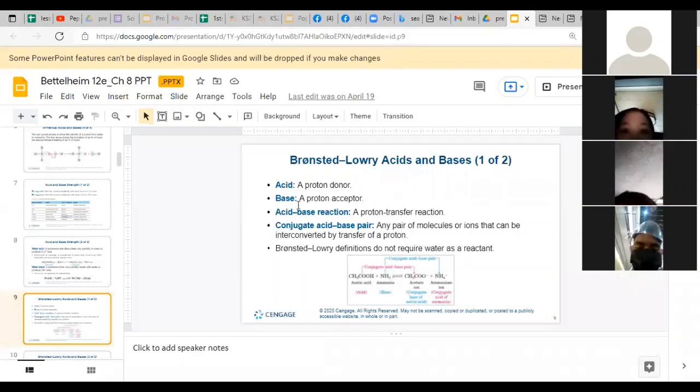So in the Bronsted-Lowry definition, the acid is a proton donor and the base is a proton acceptor. So an acid-base reaction is a proton transfer reaction. So laging may pair yan. So kung sa reactant ay acid siya, sa product niya magiging base. So example dito yung acetic acid magiging acetate ion. So this is the acid and the acetate ion is the conjugate base.